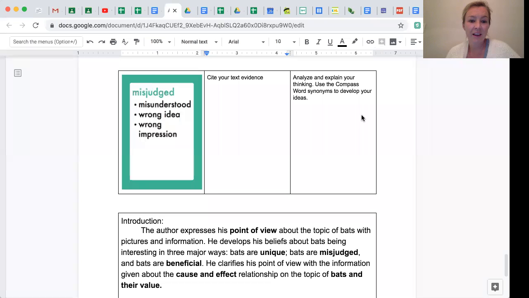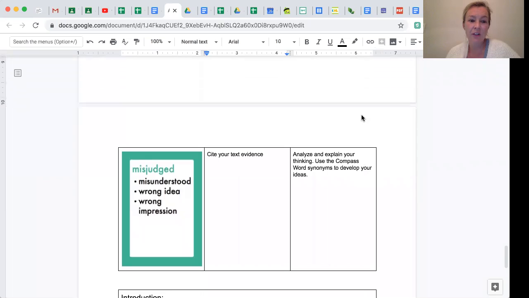All right, and lastly, misjudged. We are going to find some evidence of the bat being misjudged, misunderstood. We had the wrong idea, wrong impression about the bat. How do we know? What examples does the author give you? What text evidence is there within this text that shows people had the wrong idea? We have misjudged the bat. Okay, so find that in your article, copy it down into the organizer, and discuss with your classmates how you would explain that to the group.